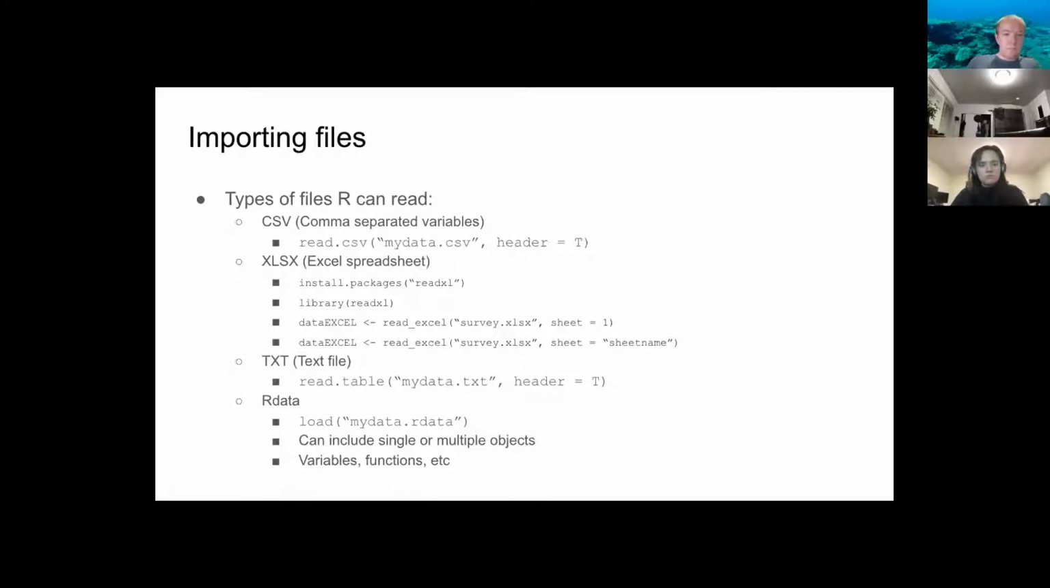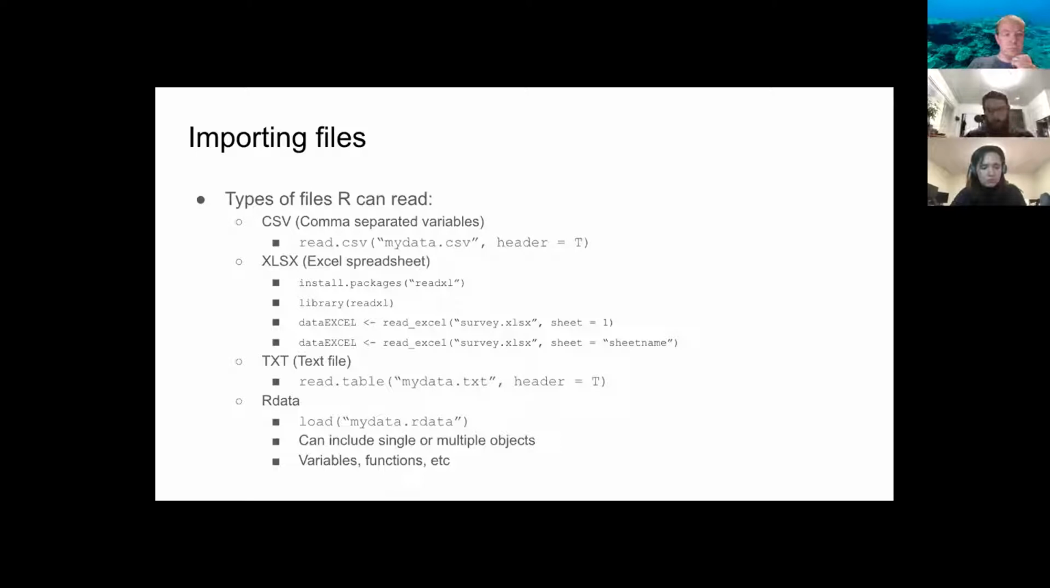You can also import text files. So you would just use this function, read table. And a little note here too, you see that header equals true in there. That's basically telling R that you have column labels above your data. So that'll tell it that the first row is not a row of data, that's actually header names.